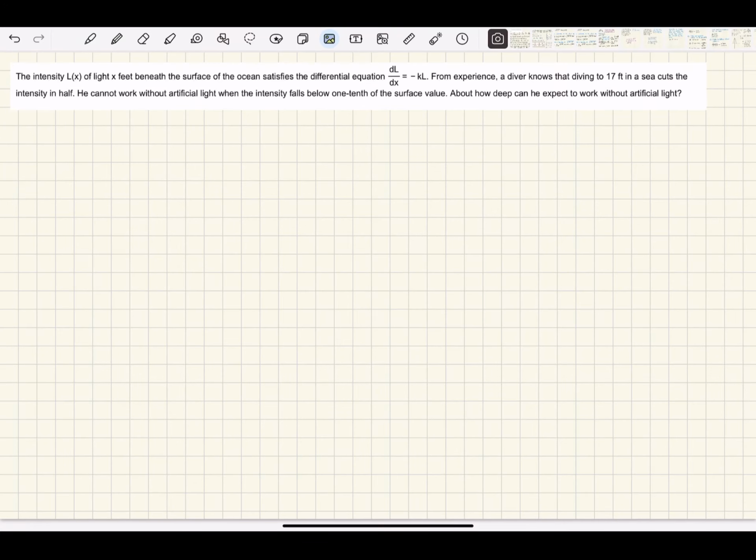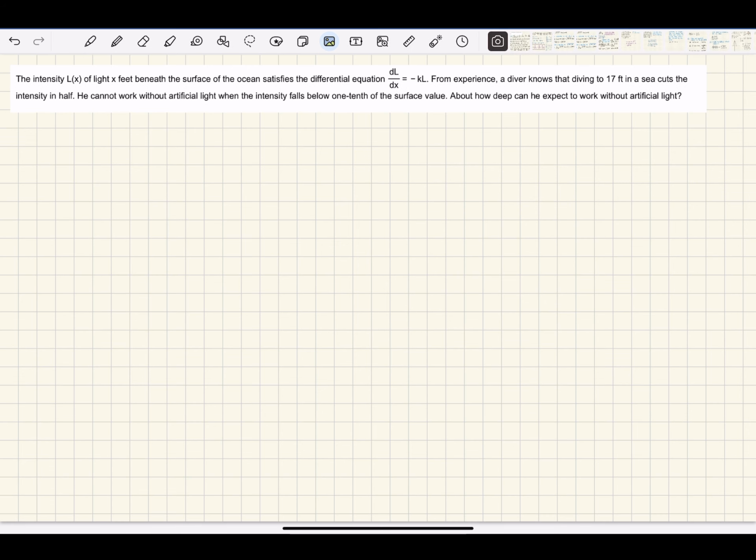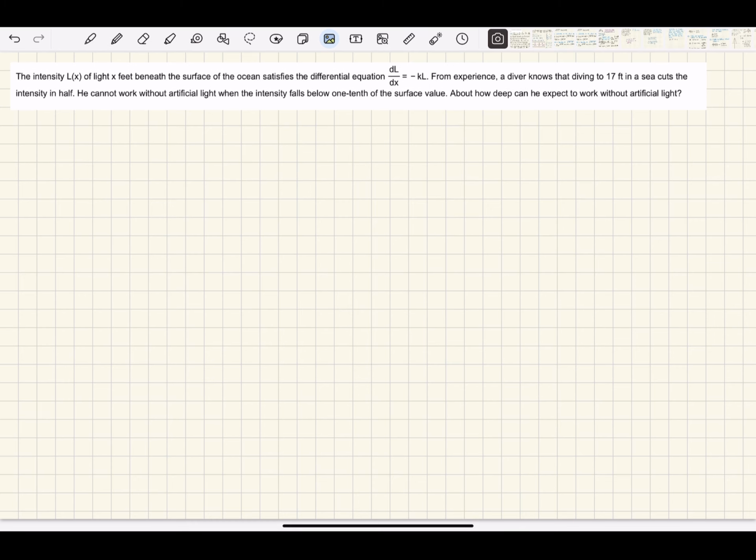The intensity, L of x, of light x feet beneath the surface of the ocean satisfies the differential equation dL/dx equal to minus kL. From experience, a diver knows that diving to 17 feet in a sea cuts the intensity in half. He cannot work without artificial light when the intensity falls below 1/10 of the surface value. About how deep can he expect to work without artificial light?